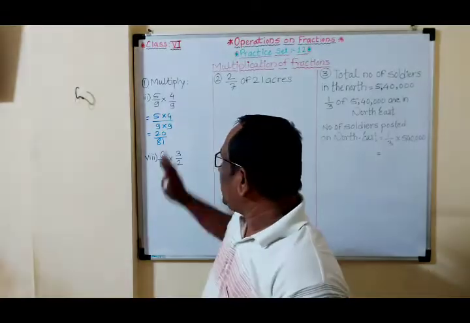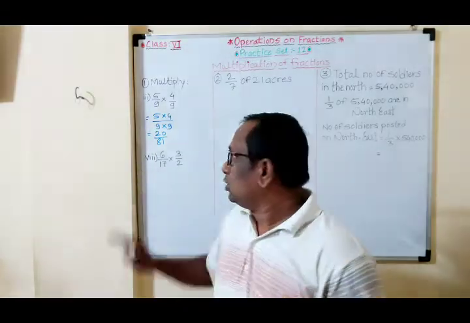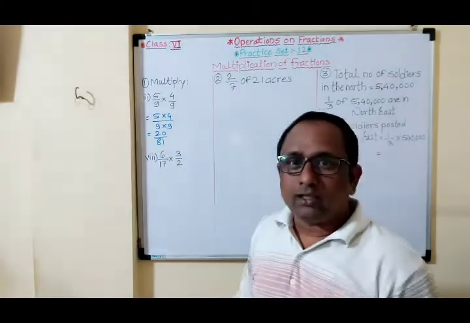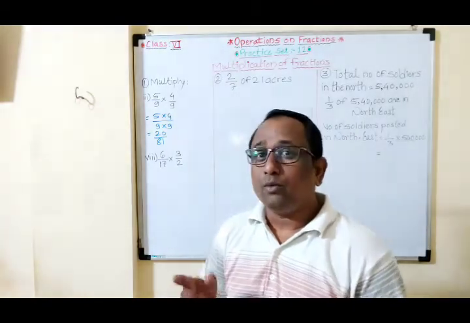So 20 and 81, I don't think they are divisible by the same number. Okay, this is our final answer. Now we'll move to the eighth example. That's why I chose this one. We have to make the simplest form and we get the answer.